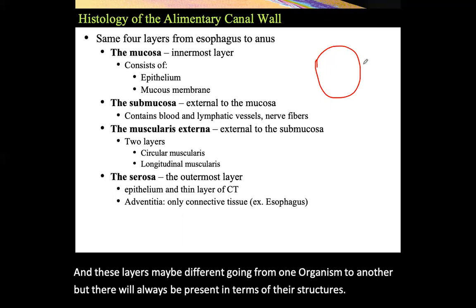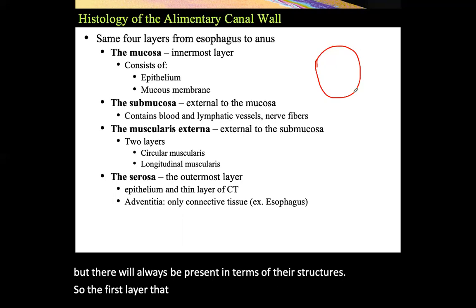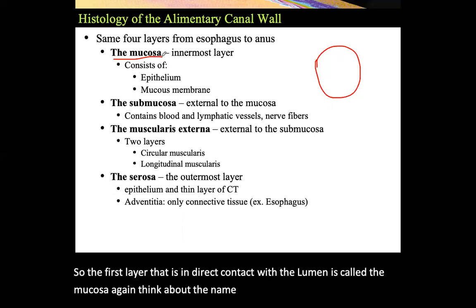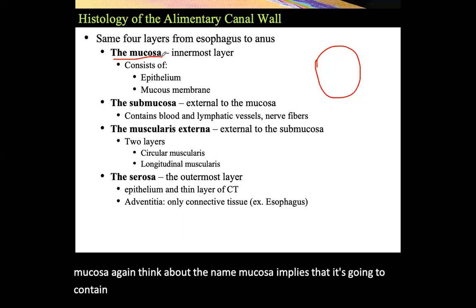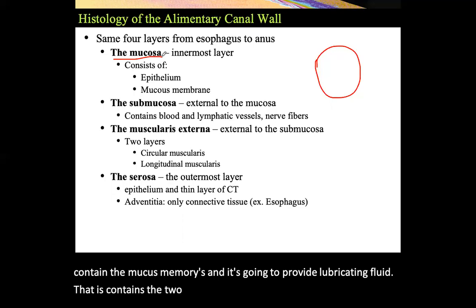So the first layer that is in direct contact with the lumen is called the mucosa. Again, think about the name. Mucosa implies that it's going to contain mucous membrane, as in it's going to provide lubricating fluid. It contains 2 layers, epithelium and a mucous membrane.